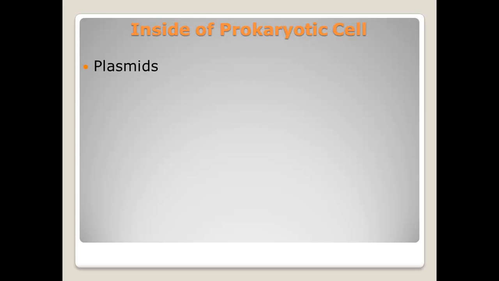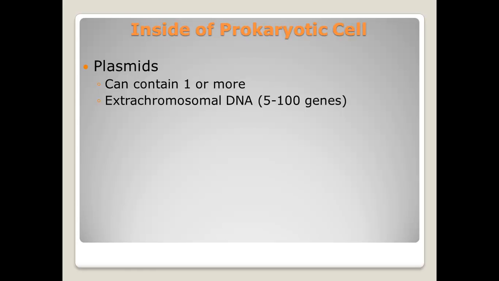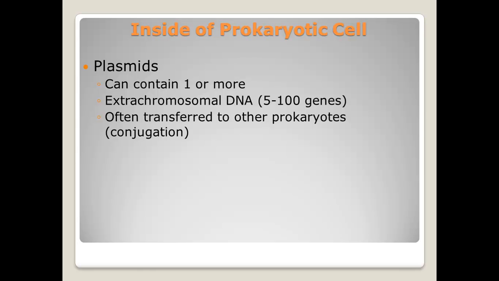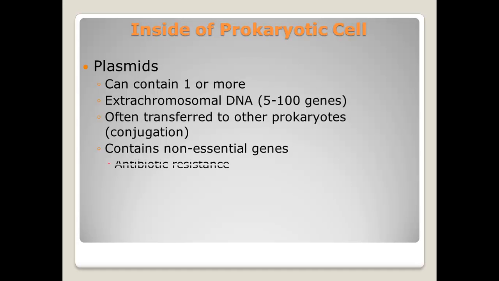Some bacteria also contain small circular molecules of DNA called plasmids. Genetic information in plasmids supplements information in the chromosome. The cell can contain one or more of these extrachromosomal DNA, which are about 5 to 100 genes. It is often transferred to other prokaryotes by conjugation. It contains non-essential genes such as antibiotic resistance. So when we say non-essential, the cell does not require that. It doesn't require antibiotic resistance. It doesn't need it to survive.